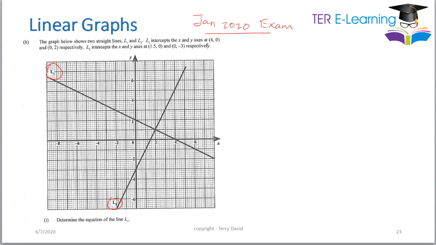So they gave us two lines, L1 and L2, and they gave us some information. They said L1 intercepts the X and Y axes at 4, 0 and 0, 2 respectively, and L2 intercepts the X axis and the Y axis at those values here, right? They want us to determine the equation of L1. So they want to know what is the equation of this line here, right?